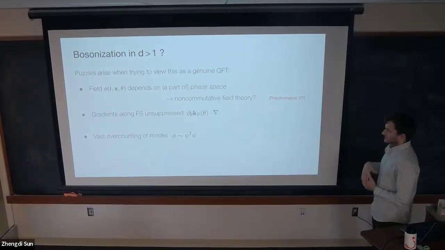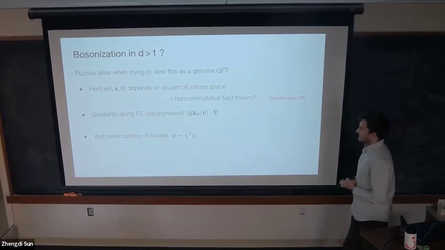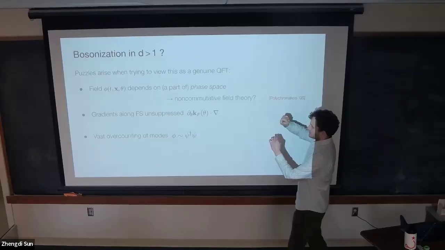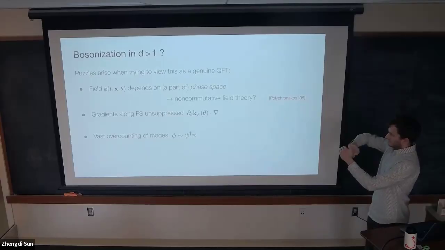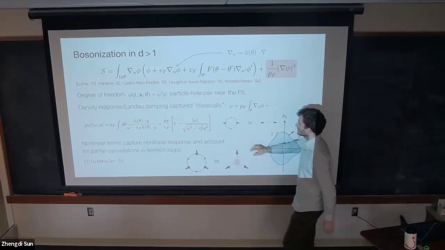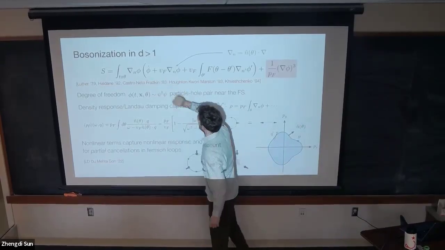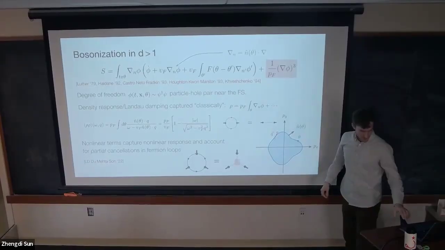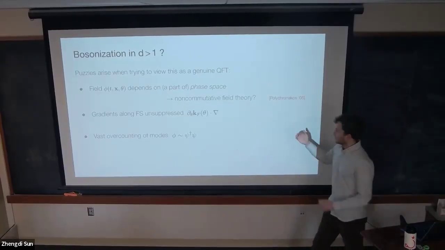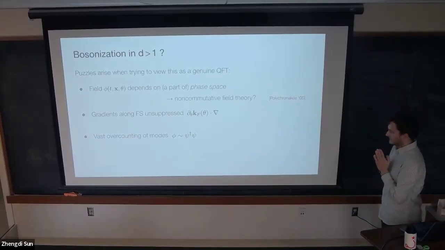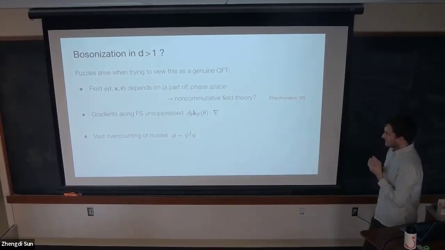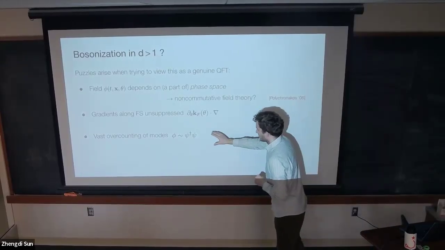Another concern is that if you wanted to just start quantizing this theory, as we saw, only gradients in a specific direction away from the Fermi surface cost energy. So the field phi was only propagating away from the Fermi surface, right? Here it is, the kinetic term. Only gradients away from the Fermi surface cost energy. And so there's this completely soft direction: gradients along the Fermi surface are completely unsuppressed. So this phi won't have a nice Fock space description.